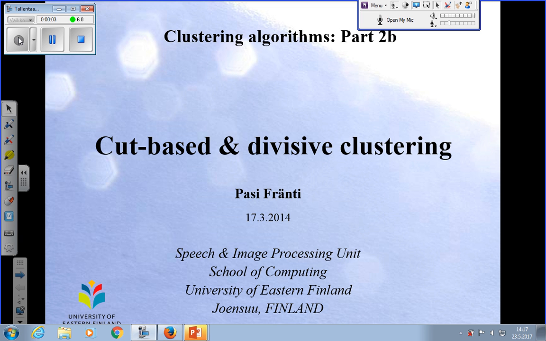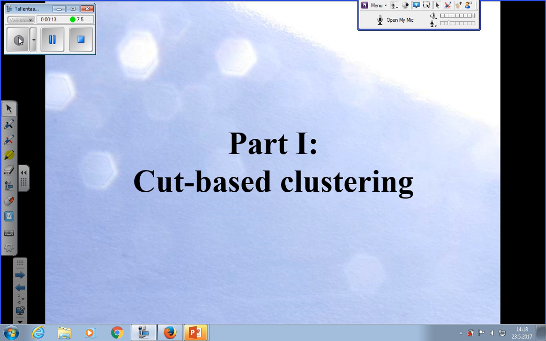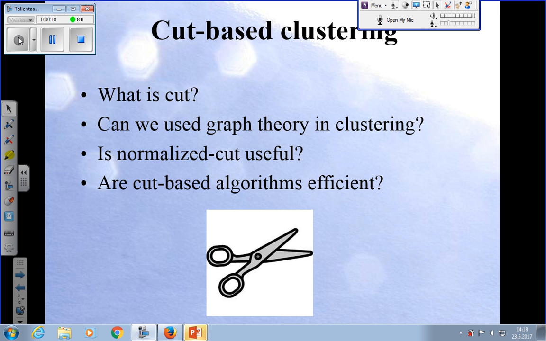Okay, cut-based clustering or divisive clustering, also split-based, many names. In literature you may find this concept of cut-based methods, but it can also be a little bit confusing what is actually meant by cut-based. So let me first cover a little bit what a cut or cut-based clustering is.